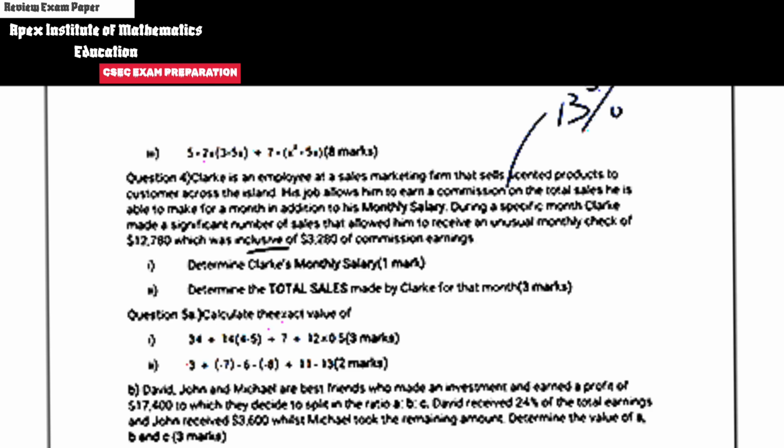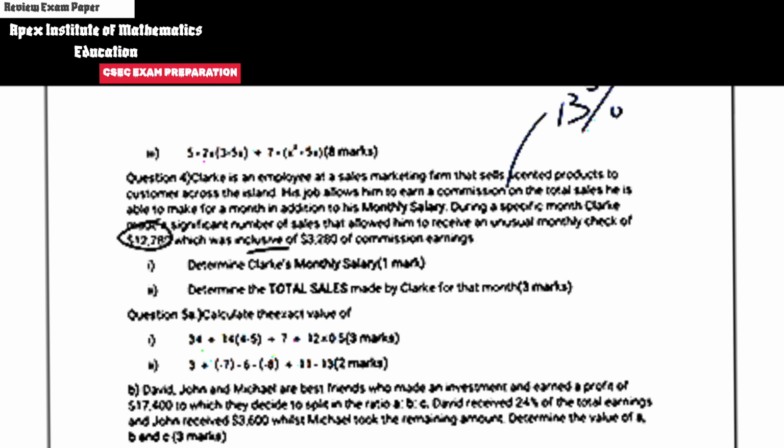So here, what we have then is a bunch of wordy stuff. Let's highlight the most important aspect of the question. We know that the unusual monthly check is 12,780. And we also know, based on comprehending the question, that inside of that 12,780 is some commission earnings. Which means that the 12,780 is not his usual monthly check. It's unusual because it had some extra income in it.